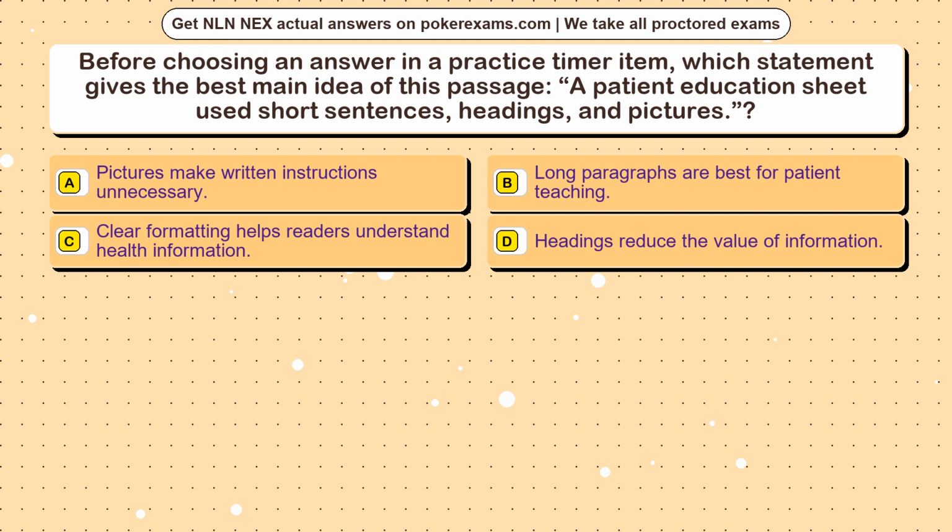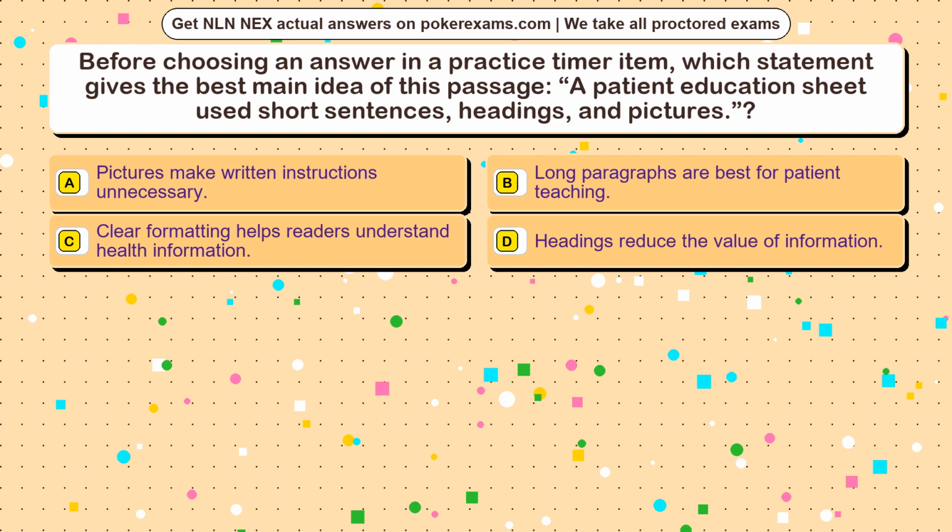Question 9. Before choosing an answer in a practice timer item, which statement gives the best main idea of this passage? A patient education sheet used short sentences, headings, and pictures. Option A. Pictures make written instructions unnecessary. Option B. Long paragraphs are best for patient teaching. Option C. Clear formatting helps readers understand health information. Option D. Headings reduce the value of information.